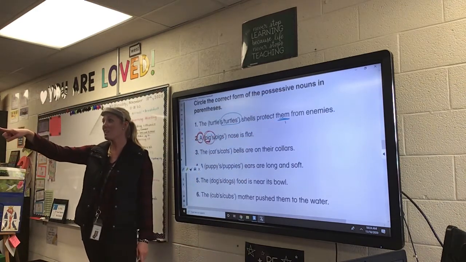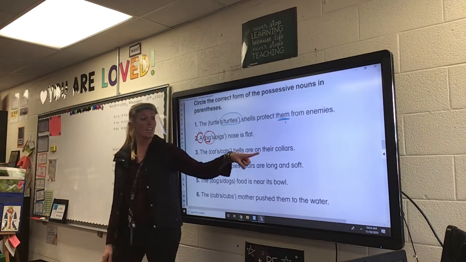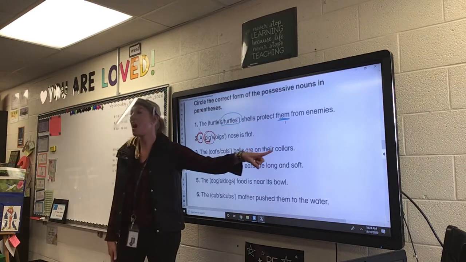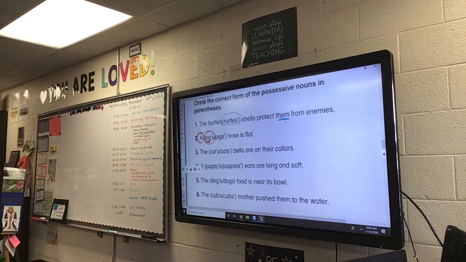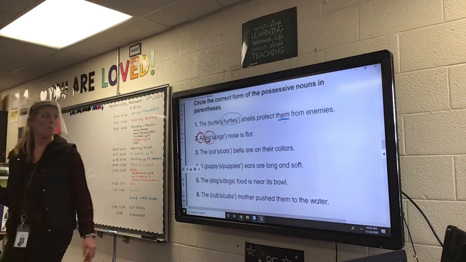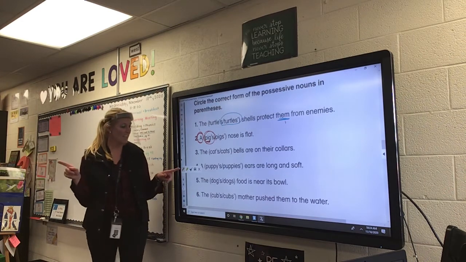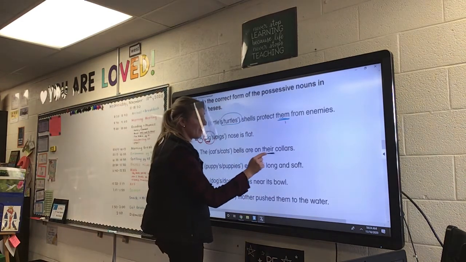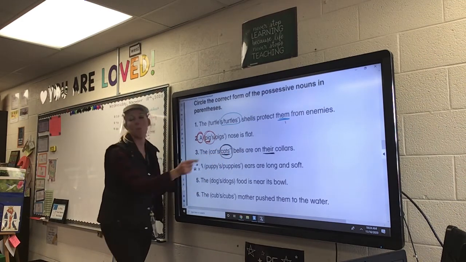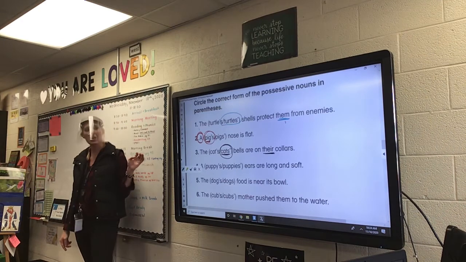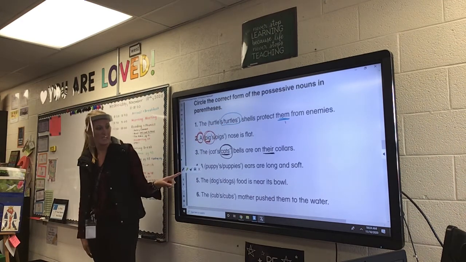And I wanted to see if anybody could catch this, because over here, he's found their collars. If I'm talking about their collars, am I only talking about one cat? No, I'm talking about more than one cat. So, Wyatt, flip up for catching that. You're the only one that caught that. So we do need the second one. We need it plural. We're talking about more than one cat. Okay, so you should have the second one circled.